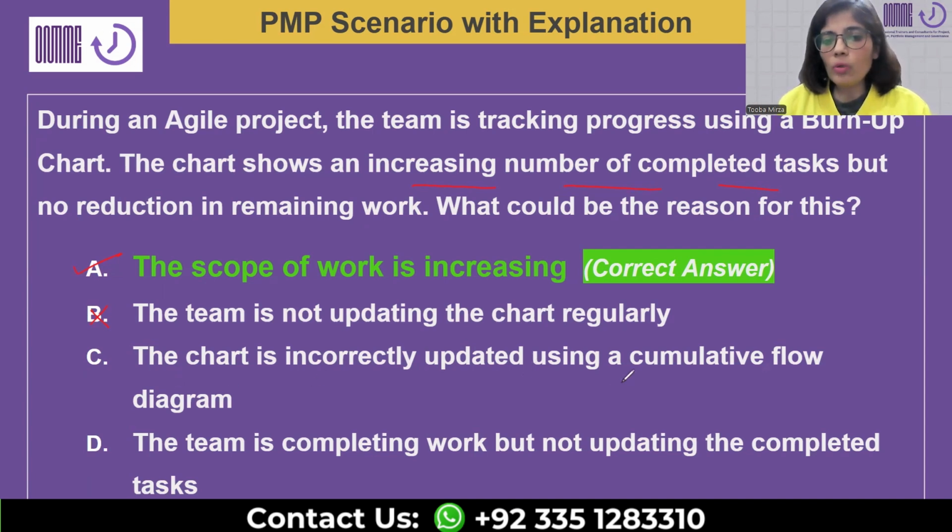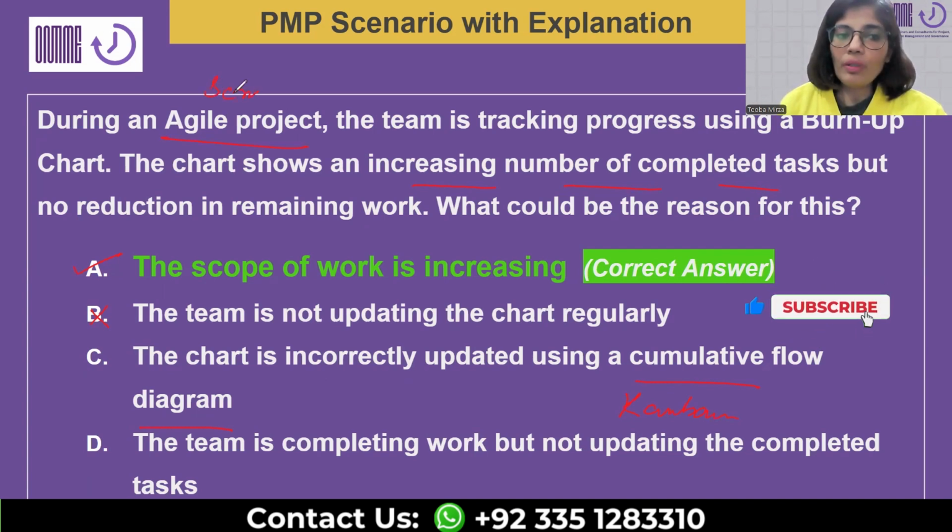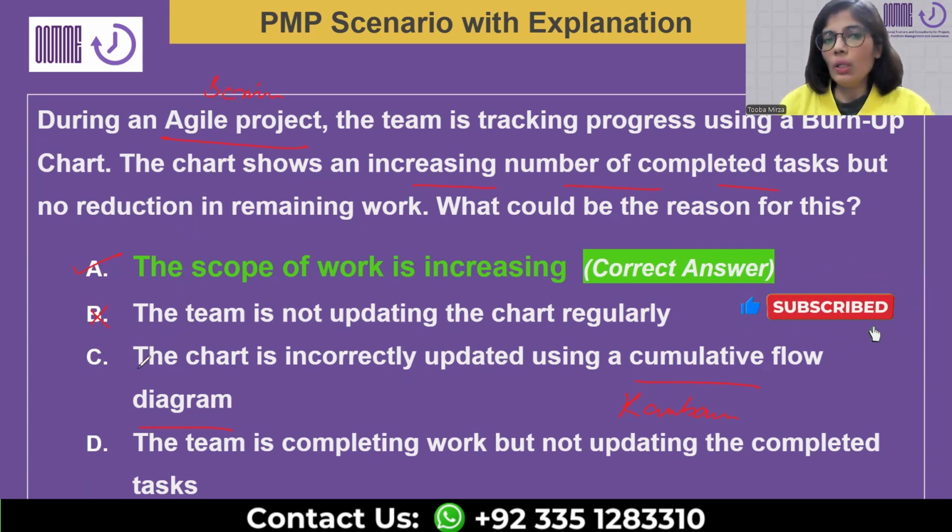And why not C? Because it's talking about the cumulative flow diagram, which is a tool in the Kanban way of working. And we are not really talking about Kanban in this particular project. We are actually referring to Scrum, because burn-up as well as burn-down charts are usually used for Agile Scrum type of projects. So C is out on the ground of the wrong tool mentioned. And D is also out for the same reason why B was out.